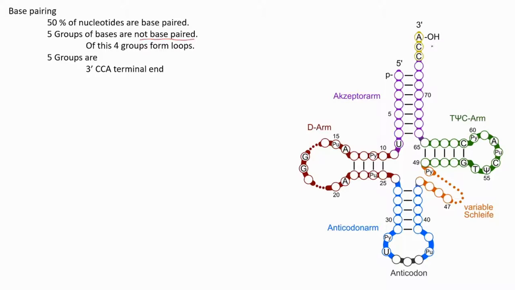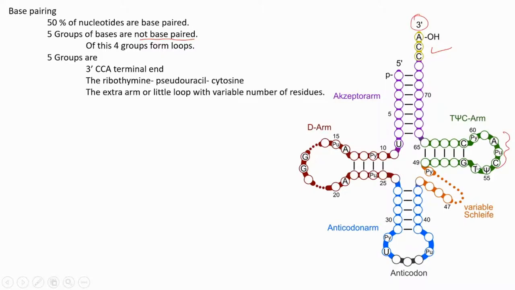Which are the regions? One is the 3' terminal end. Next, the ribothymine pseudouracil region. Next one, the extra arm. Then the DHU region, that is the DHU D arm. Then the last one is the anticodon loop. These are the five groups that are not involved in base pairing.